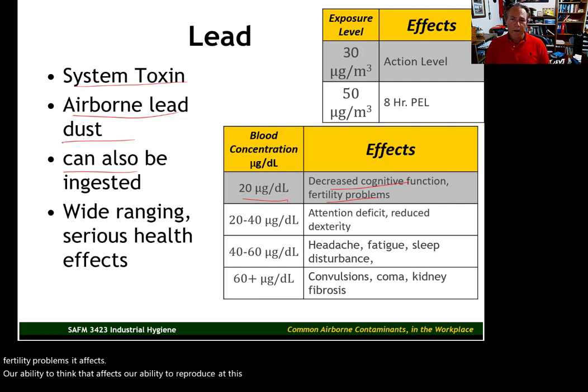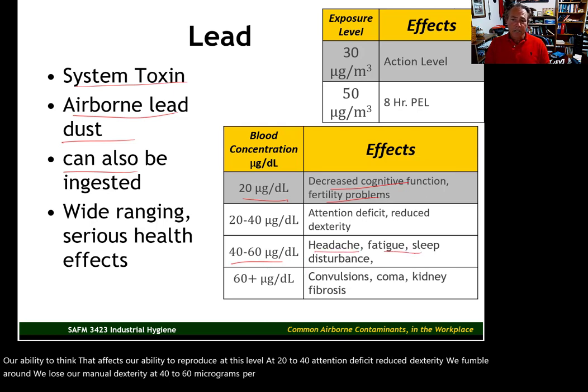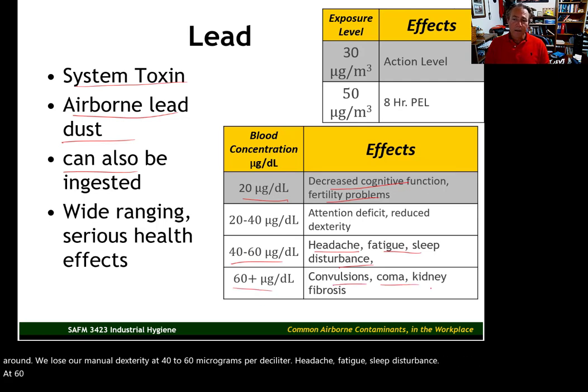At 20 to 40, attention deficit, reduced dexterity. We fumble around. We lose our manual dexterity. At 40 to 60 micrograms per deciliter, headache, fatigue, sleep disturbance. At 60 micrograms, convulsions, coma, it can affect our kidneys and develop fibrous growth within our kidney tissues. And it's not good stuff.